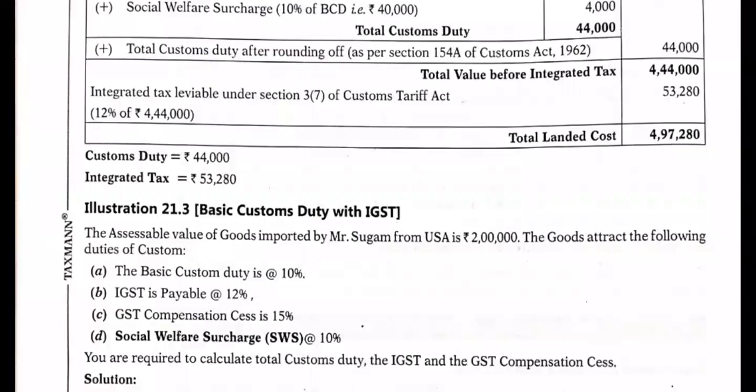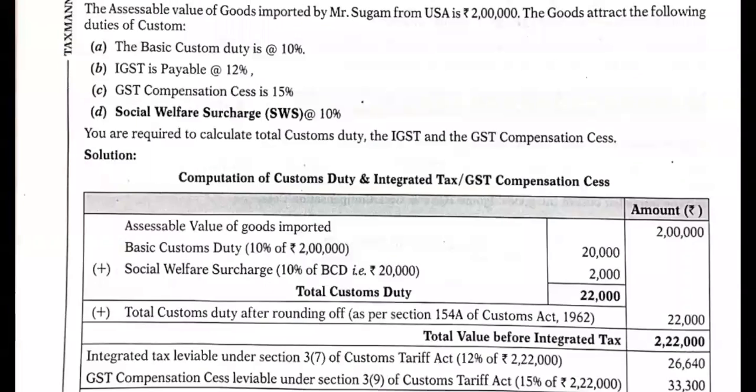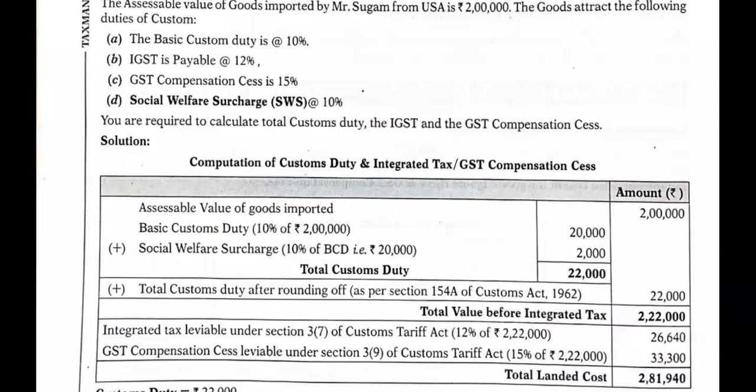Let us see one more problem. The assessable value of the goods imported by Mr. Sugam from USA is rupees 2 lakh. The goods attract the following duties of customs. The basic custom duty is 10%. IGST is payable at 12%. GST compensation cess is 15%. Social welfare surcharge at 10%. You are required to calculate total custom duty, the IGST, and GST compensation cess.